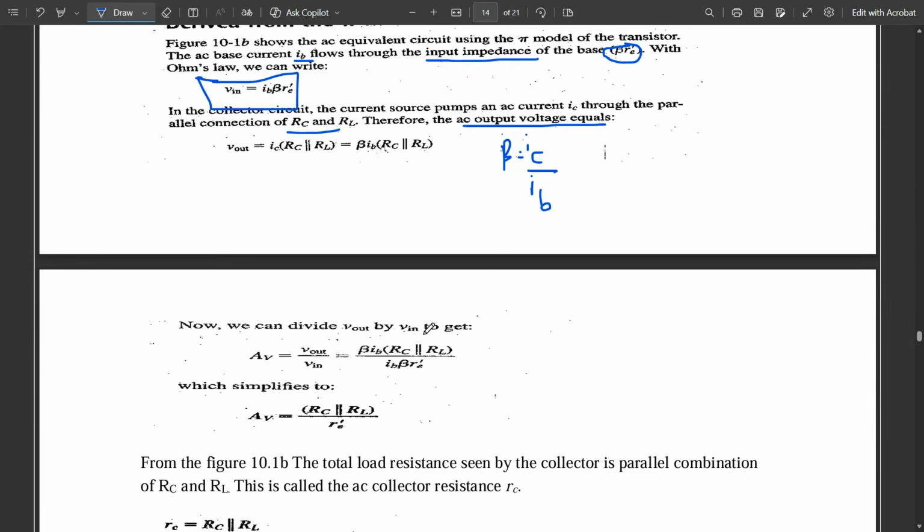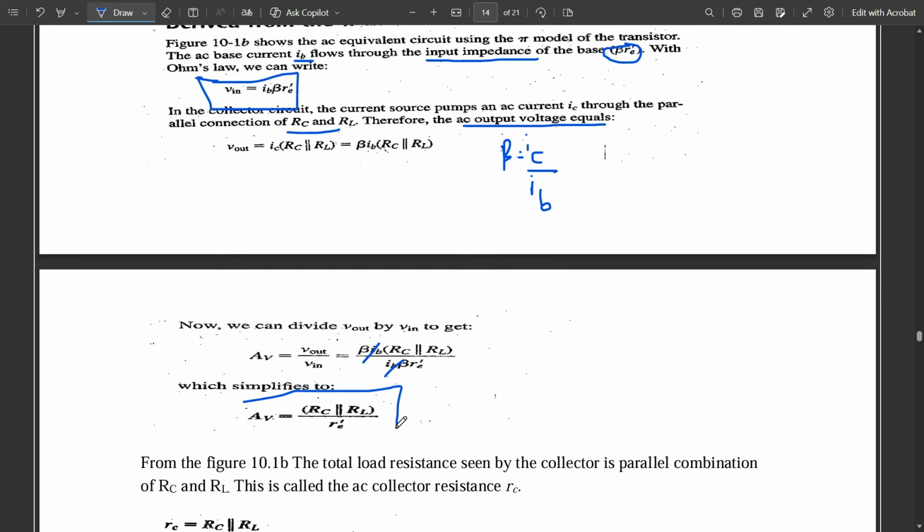Now we can divide V out by V in for the voltage gain. That is AV. A suffix V stands for voltage gain. That is equal to V out divided by V in. That is beta into IB into RC parallel to RL divided by IB into beta RE dash. Again here, beta IB and here beta IB get cancelled. So we are left with the voltage gain.